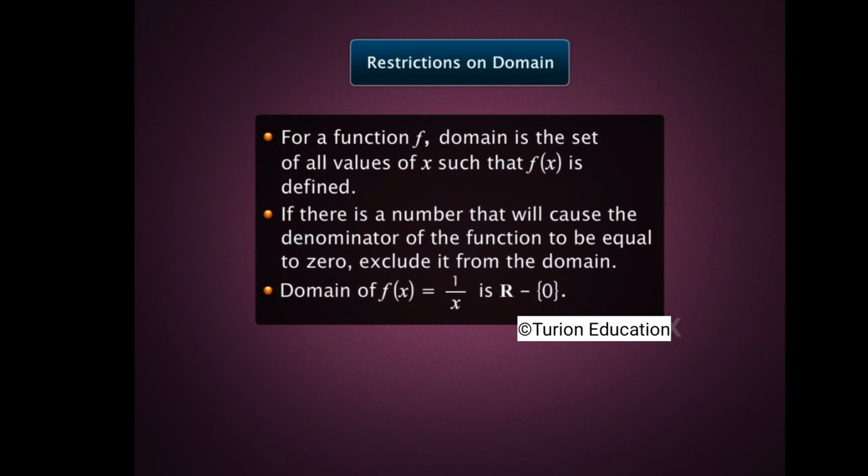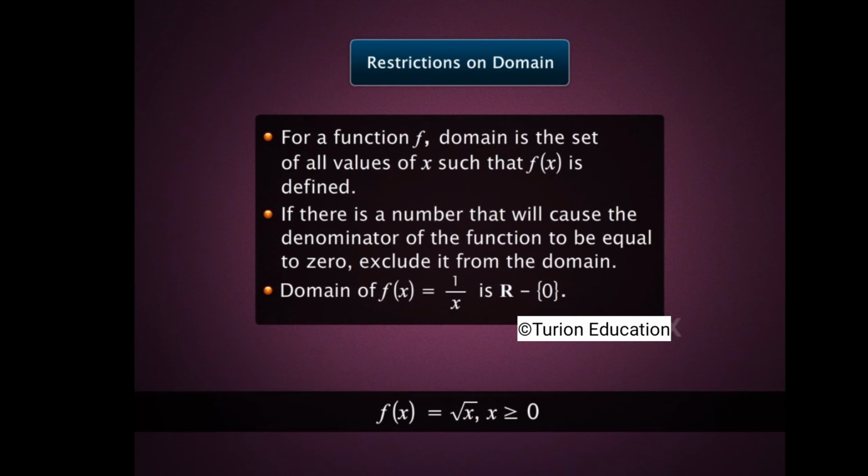For example, the domain of the function f of x equal to 1 by x will be all real numbers except 0. In the same way, the domain of f of x equal to root of x is restricted because we cannot take the square root of a negative number.